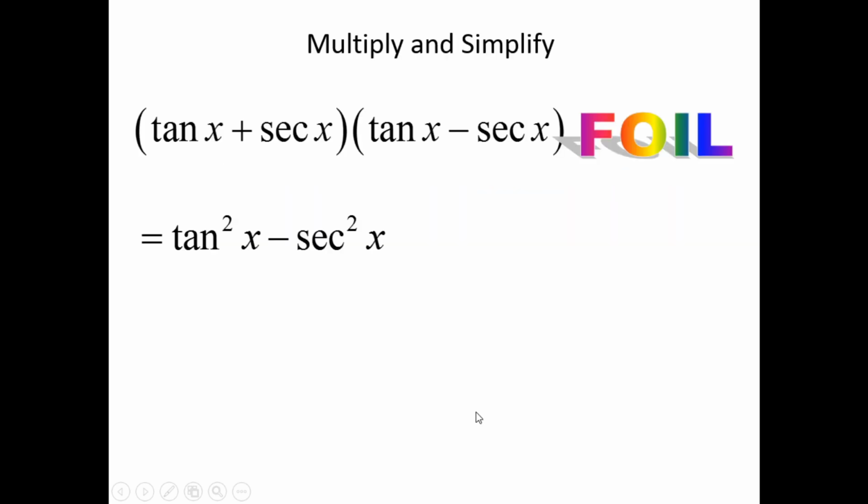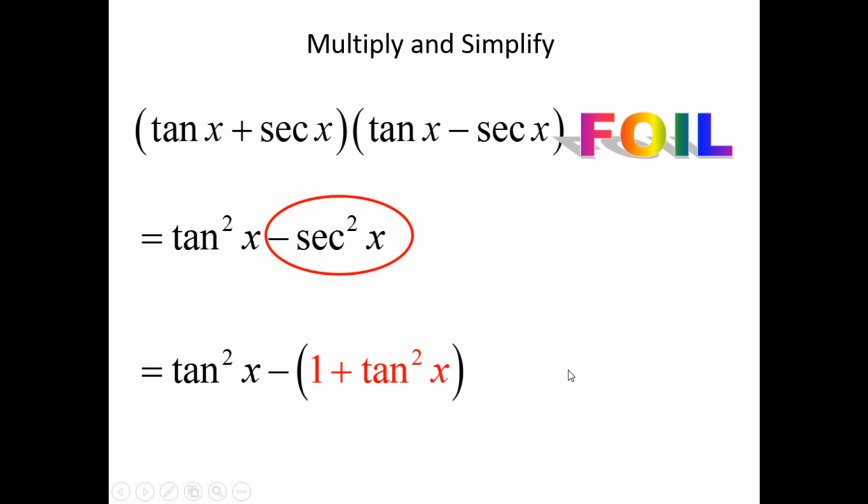Okay, so here's another one. The first thing you want to do, it looks like it's the difference of two squares. We can FOIL, or we can use the difference of two squares pattern. Tangent of x times tangent of x is tangent square of x. Secant of x times negative secant of x is negative secant square of x. They're considered conjugates of each other, so we can use the difference of two squares pattern. Or basically you can FOIL: first, outside, inside, last. You'll end up with the same thing.